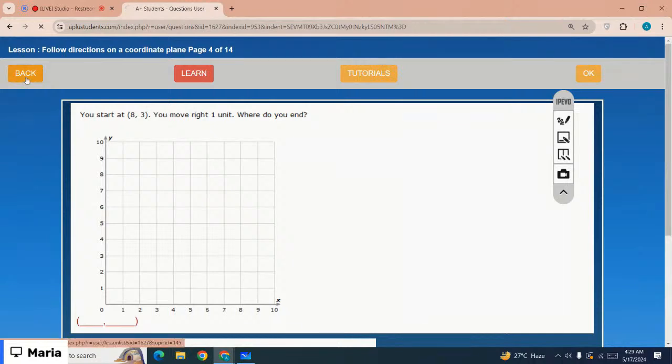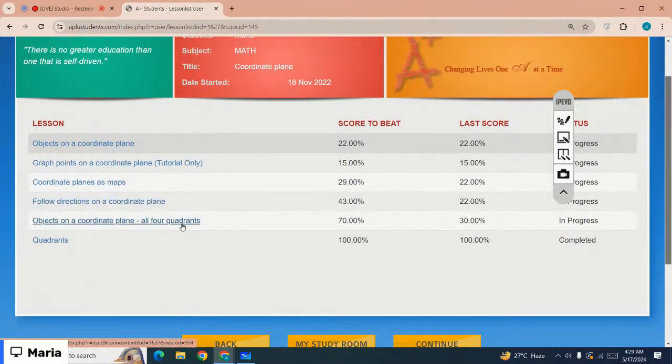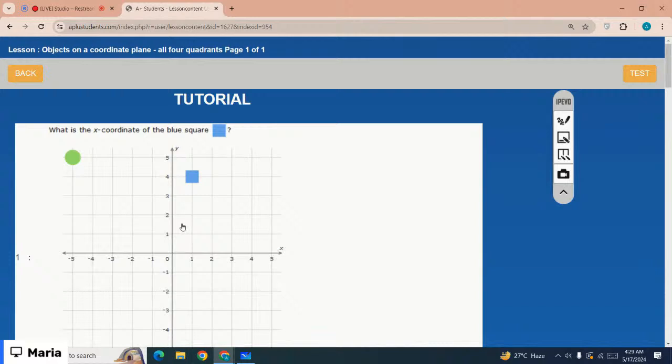Okay, you can complete the lesson by yourself later today. Let's just move on to the next lesson. And the next lesson is objects on a coordinate plane, all four quadrants.